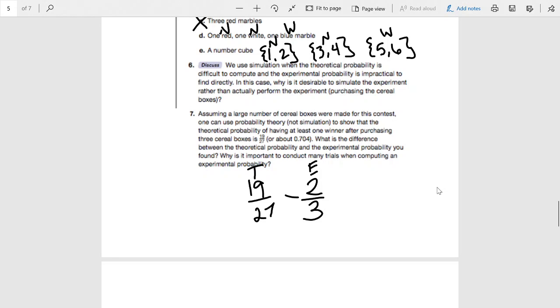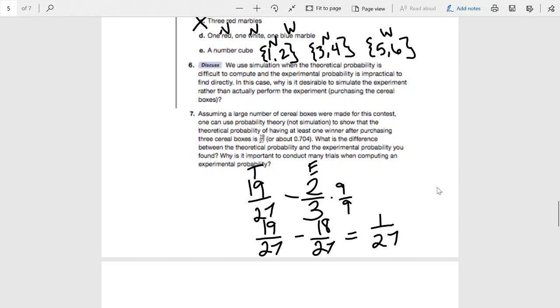So when we're subtracting fractions, of course, I'm going to get common denominators. In this case, 27 will work just fine. And so for this one, I'm going to have to multiply by 9/9 to get there. And it ends up that there's not a lot of difference, only 1/27 between my theoretical and experimental. Now, yours could be quite a bit different than the theoretical.